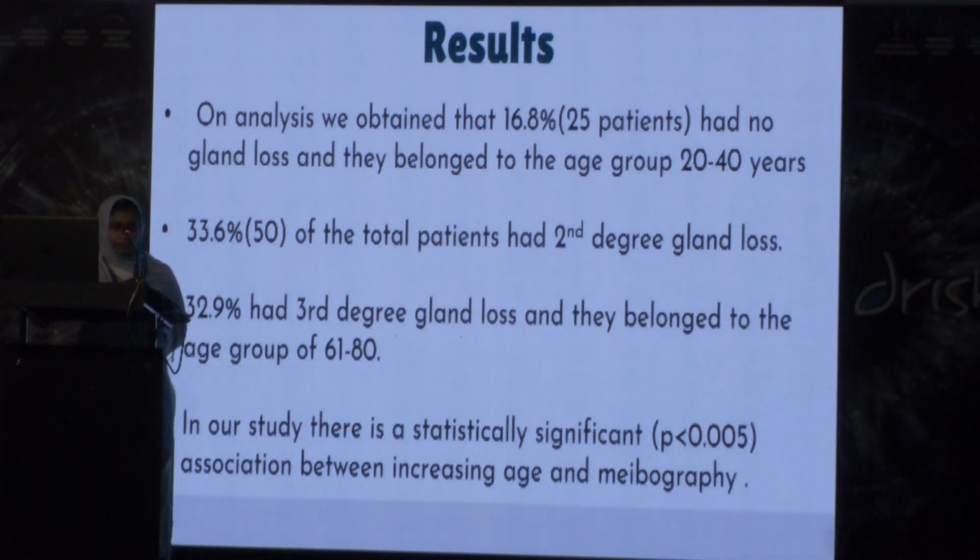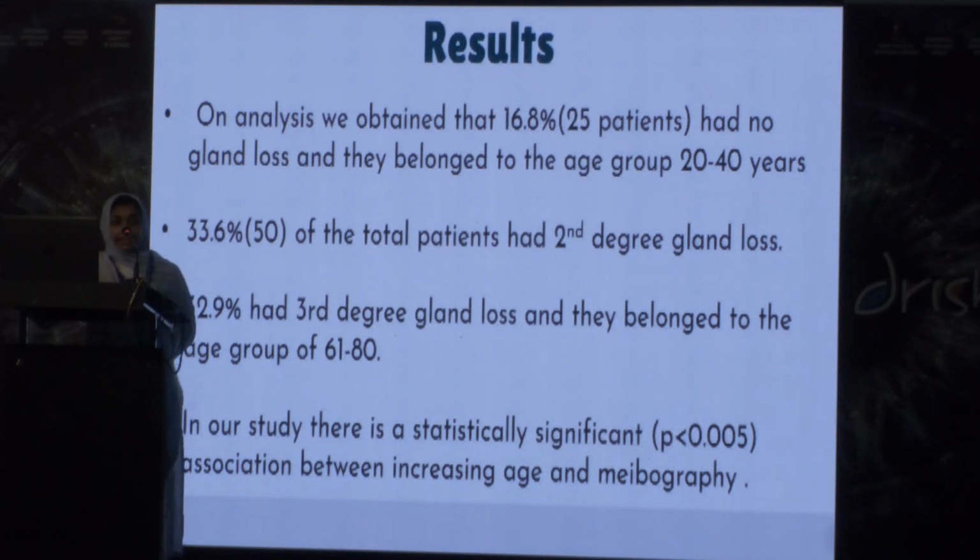Better than just giving, because in aqueous deficient disorders, we are giving only lubricants, while in evaporative disorders, we need to actually increase the meibum outflow by other techniques, by cold compress initially. Later on, we will go for other management. But these patients, what I selected was all asymptomatic patients. So the results showed that 16.8% of the patients of 20 to 40 years were asymptomatic. They didn't have any gland loss. But the age group of the second, that is from 40 to 60, were developing slowly.